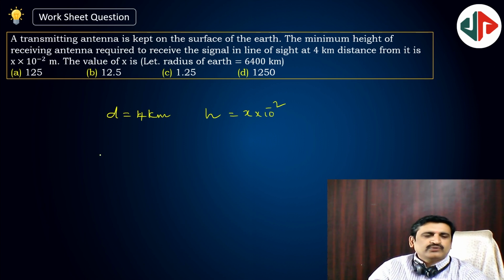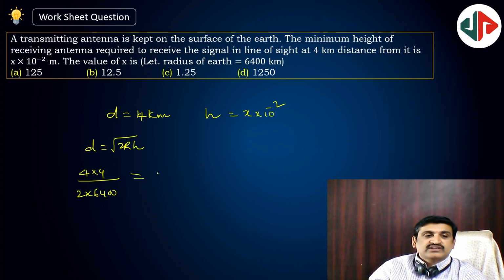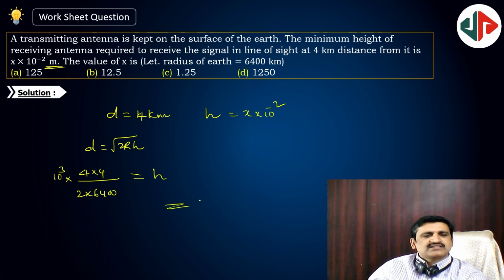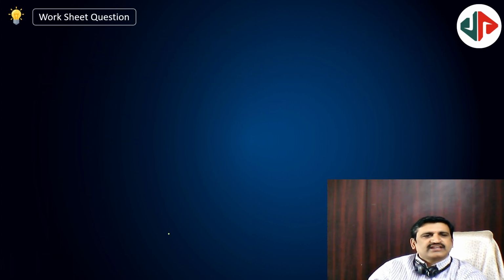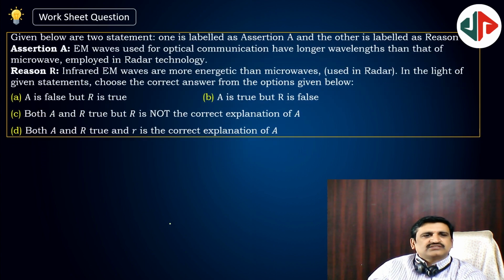Simply we will do it like this. D is equal to square root of 2RH, and for 4 kilometers, 4 into 4 by 2 into R, 6400 kilometers. Both are in kilometers only. Then H will come in kilometers, but he gave H in meters, so we have to multiply with 10 power 3. Here 10 power 3, one correction is enough, the second one need not. Or if you are scared, you can do it completely. So H is equal to 4 4s are 16, and you can simplify. Well, 1.25.